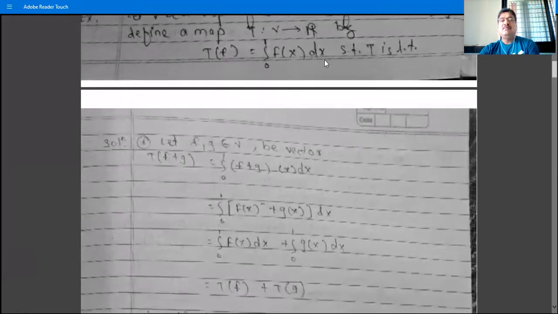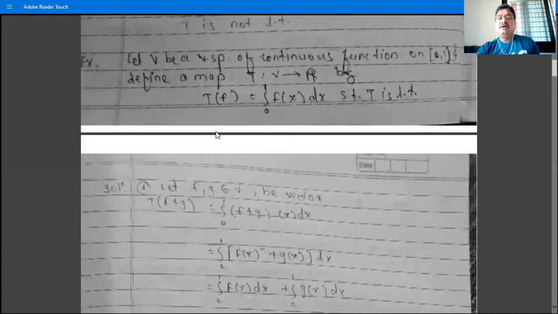Let V be a vector space of continuous functions on the closed interval 0, 1. Define a map T from V to R. So V is the vector space of real-valued continuous functions on the closed interval 0, 1. And the definition is T of f is the integration from 0 to 1 of f(x) dx. Then show that T is a linear transformation. So we have to show first T of f plus g is equal to T of f plus T of g, because now the notation for the elements of this domain V is f, g, h.